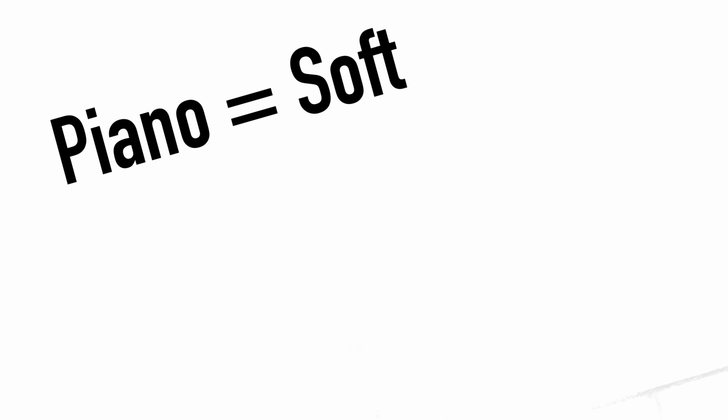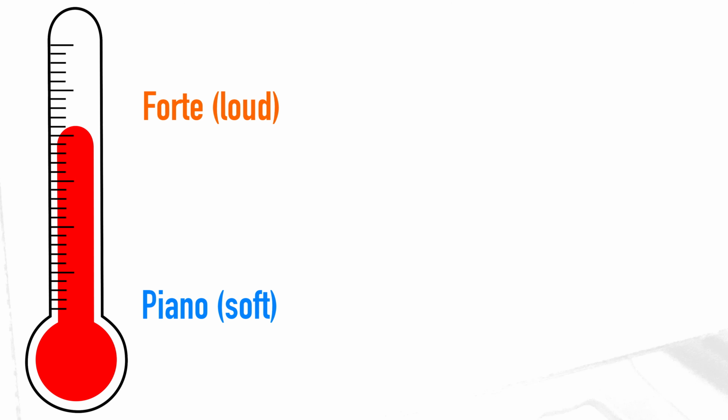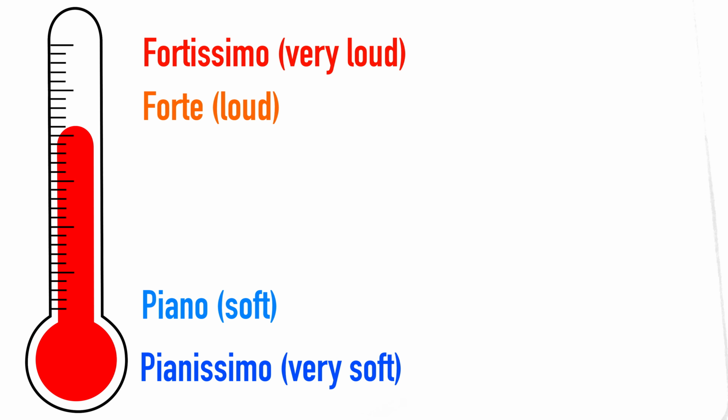The two most common are piano, which means soft, and forte, which means loud. If we think of temperature, we don't just have hot or cold, but a variety of different degrees in between, and the same applies to dynamics. Pianissimo means very soft or quiet. Fortissimo means very loud.